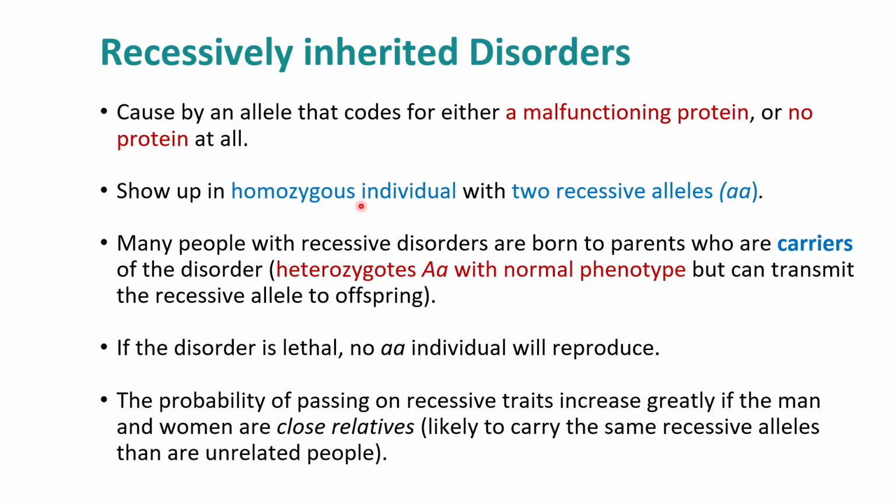However, the chances of passing on the recessive traits to offspring do increase greatly if the two parents are close relatives because they both have a higher chance to be carriers since the affected allele does run in the family. And that's why in many countries the law prevents close relatives from getting married.